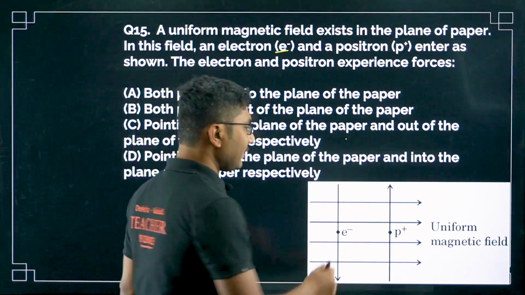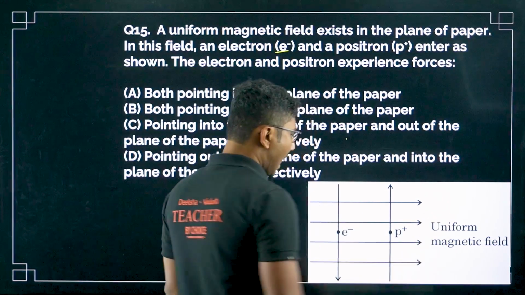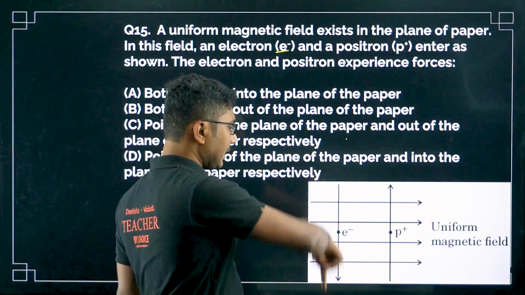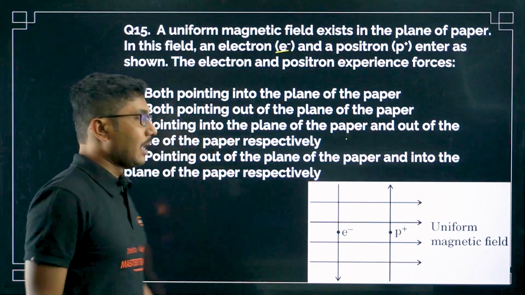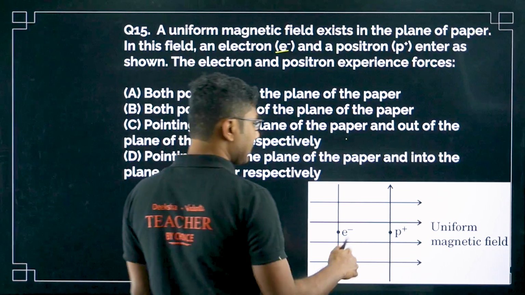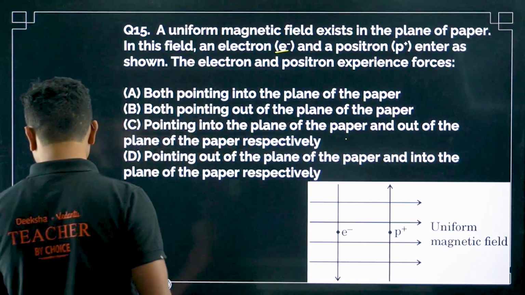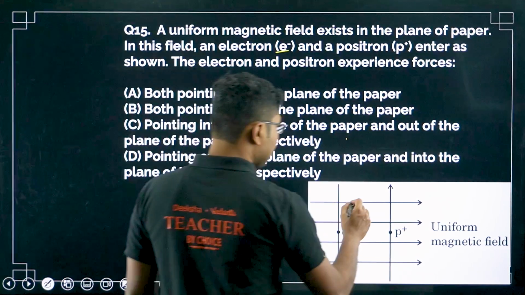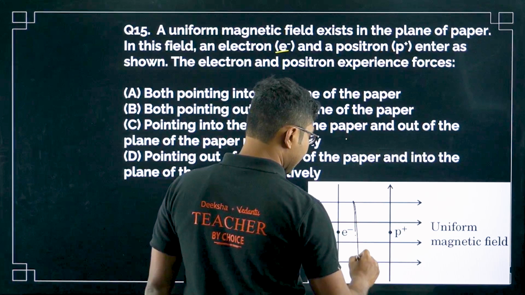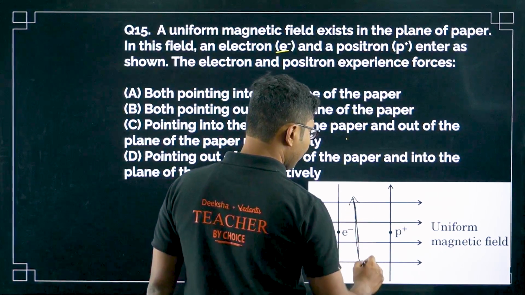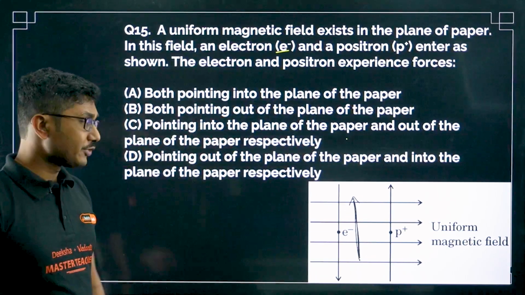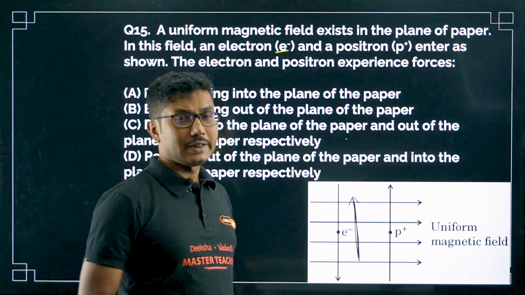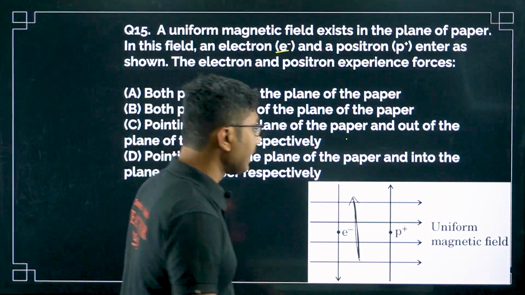So the magnetic field is given in this direction, the electron is moving in this direction, and the positron is moving in this direction. Now if electrons are moving in this direction, then you can consider that the current is actually flowing in the opposite direction. In the case of the electron, the current is flowing in this direction, right? Electron flow and current generally flow in opposite directions.